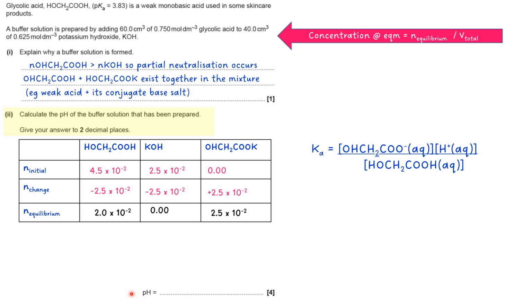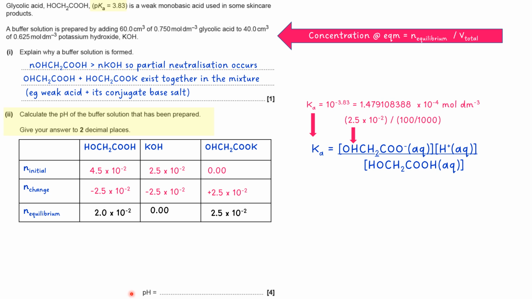So to do that, you start with the Ka expression, and we start populating that Ka expression with the numbers that we have. To get the Ka from the pKa, you do 10 to the minus pKa, in this case 10 to the minus 3.83, which gives us 1.479108388 times 10 to the minus 4.